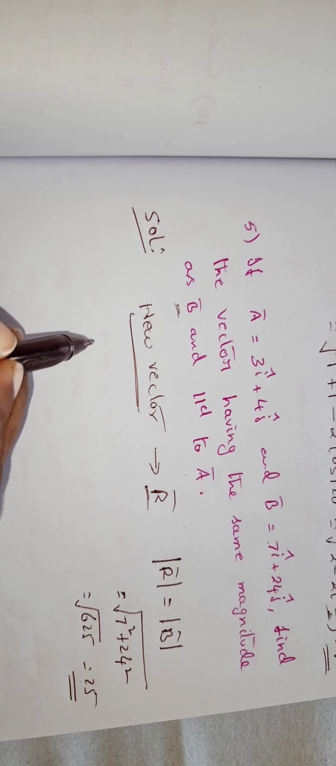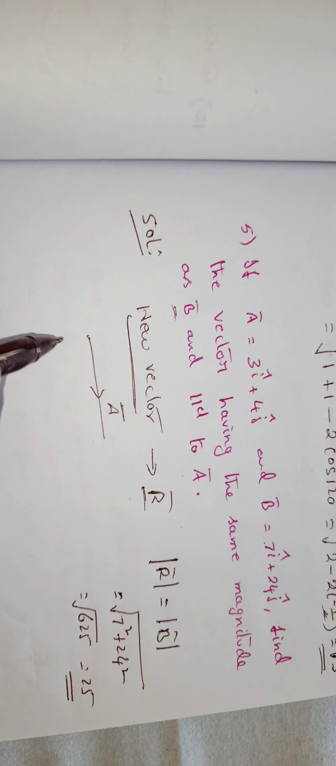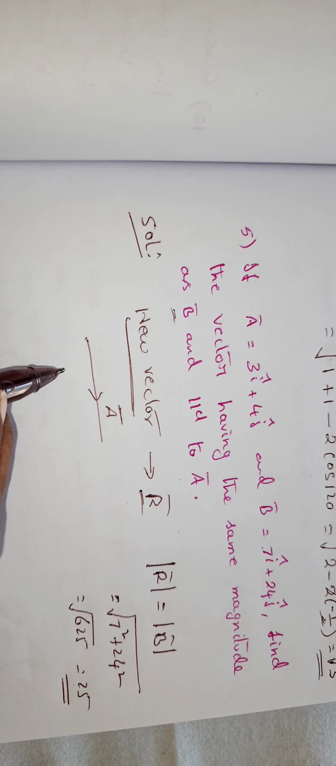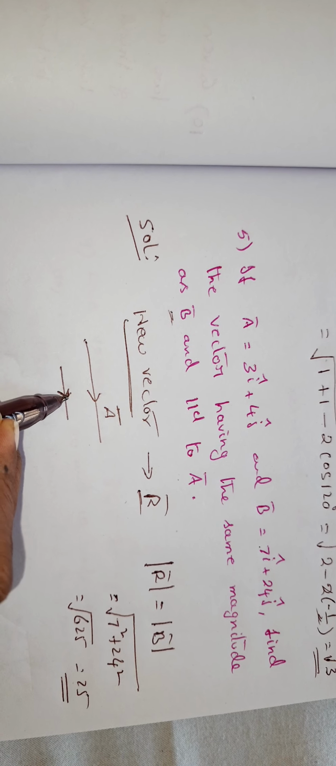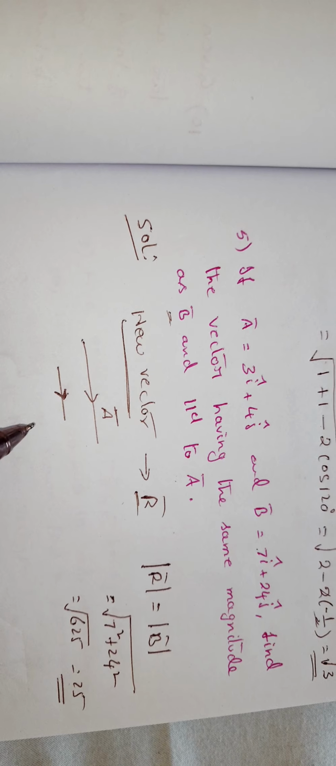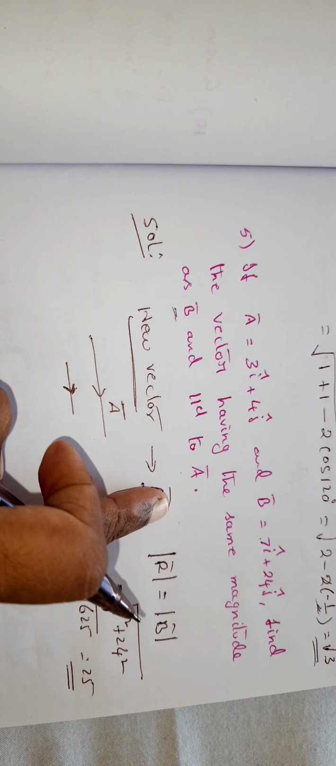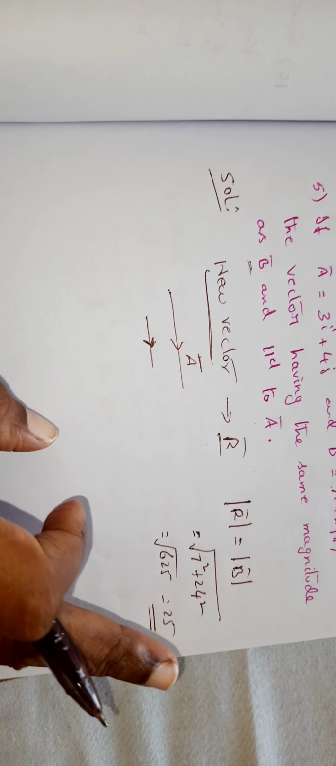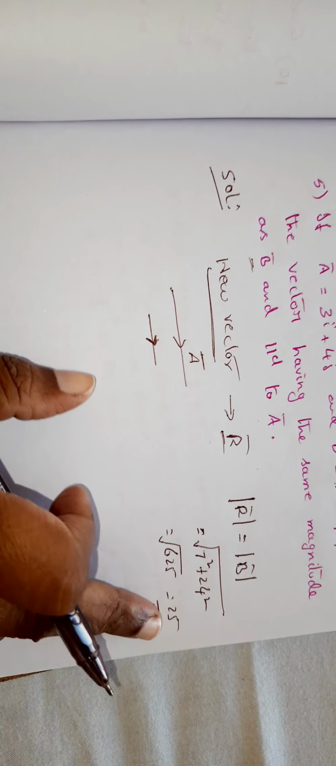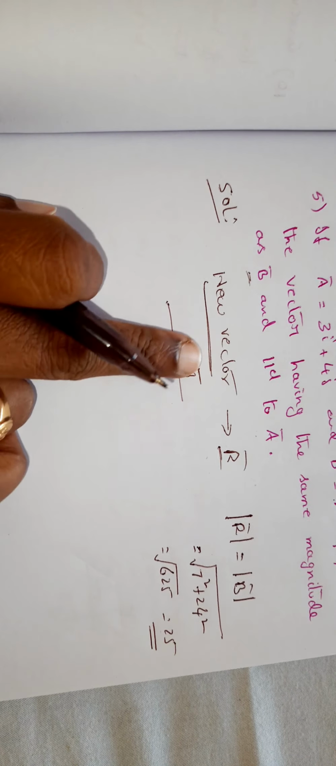Parallel to A bar. Suppose this is A bar. I want a vector which is parallel to this, in the same direction. But what is the magnitude? It is already given that U bar has a magnitude of 25. We determined it. So now I want to impart direction to this magnitude. Then I will get a vector which is parallel to A bar.